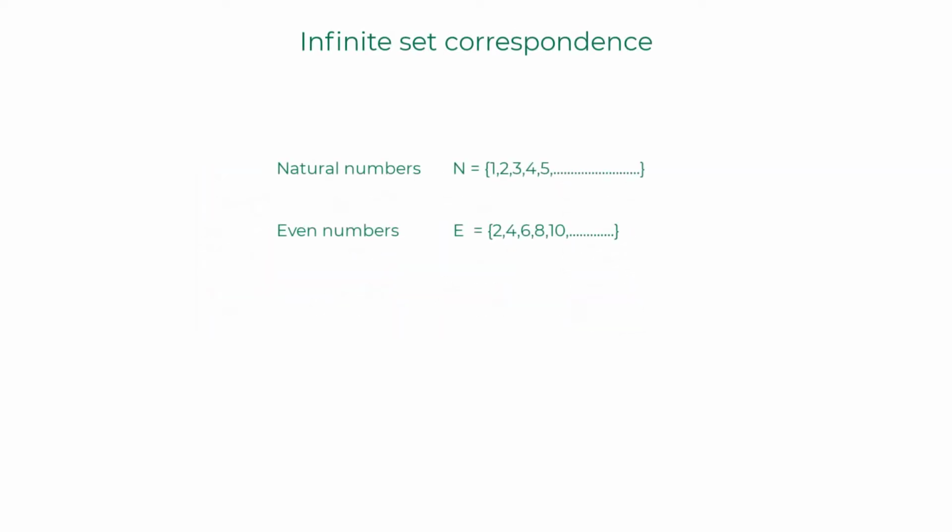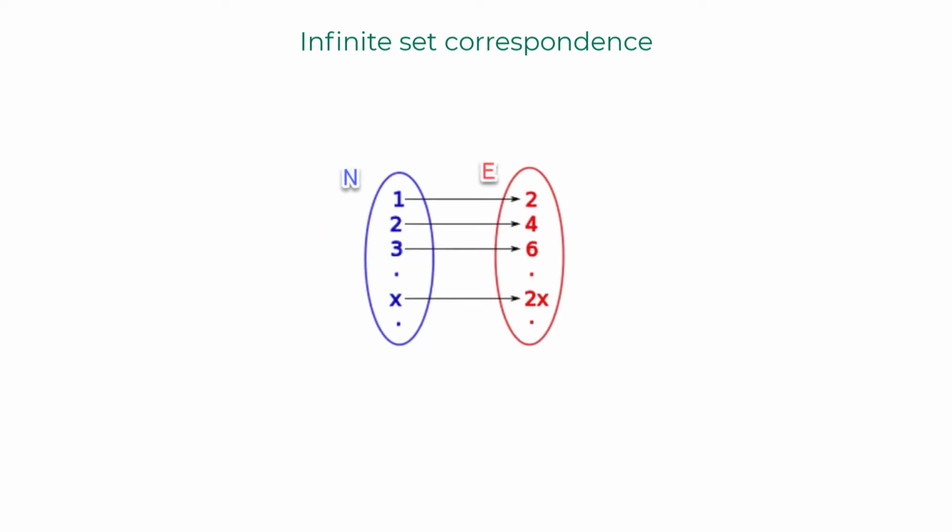Let N be the set of natural numbers and E be the set of even numbers. You might think that the size of E should be half the size of N, but you're mistaken. They are of the same size. To understand this counterintuitive statement, let us try out Cantor's technique of correspondence on these two infinite sets. You can see that every number in the set of natural numbers has a corresponding number in the set of even numbers.